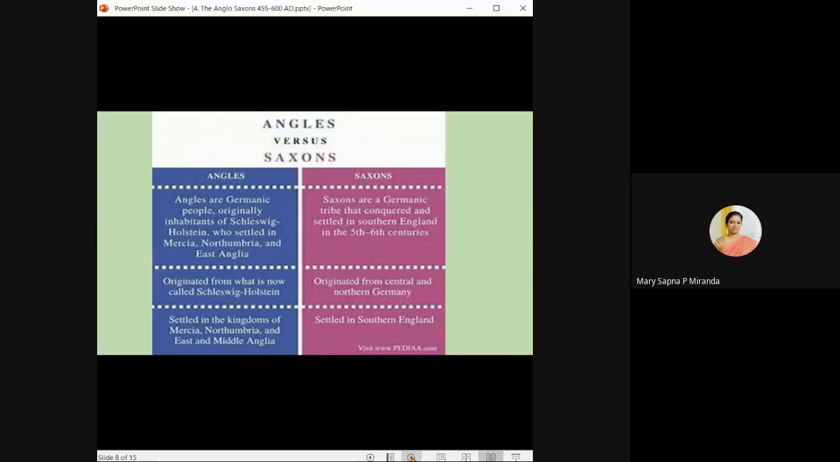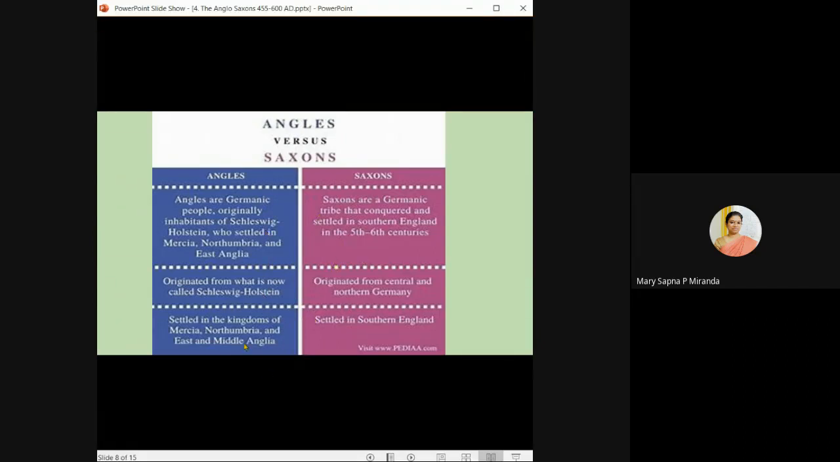Now again, if you look at the difference between these two groups, Angles and Saxons, both are Germanic tribes. Angles are Germanic people. They originally come from a place called Schleswig-Holstein in Germany, and they settled in the northern region of Britain into kingdoms called Mercia, Northumbria, and East Anglia. Whereas Saxons, again, are a Germanic tribe. They settled in the southern parts of England in the 5th and the 6th century.